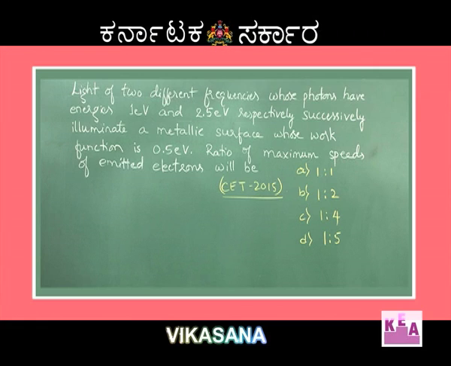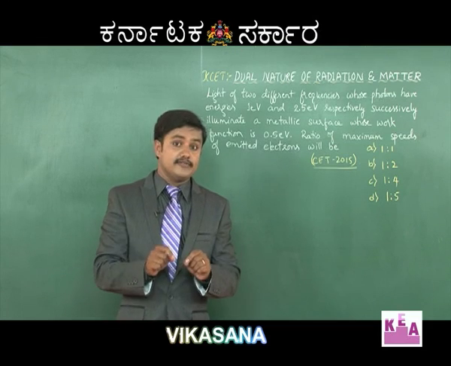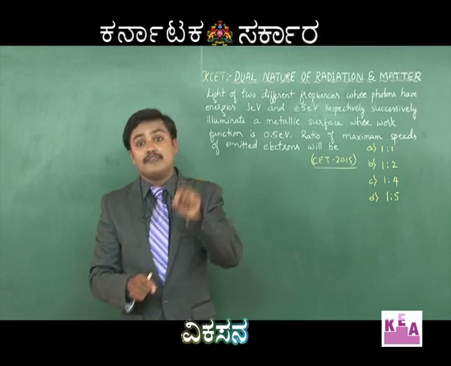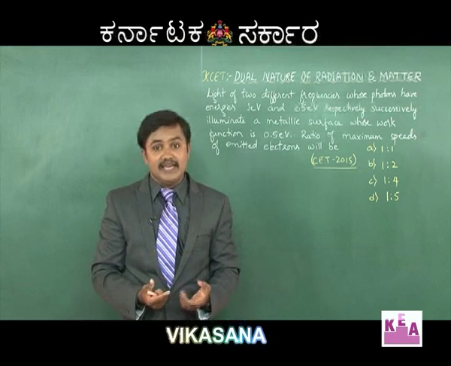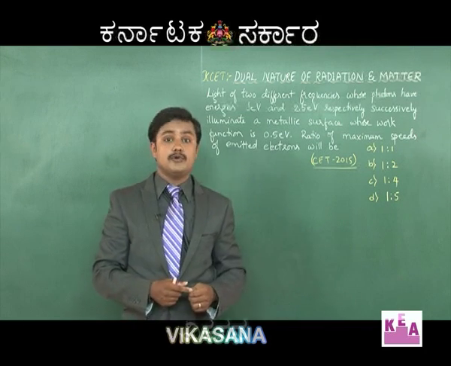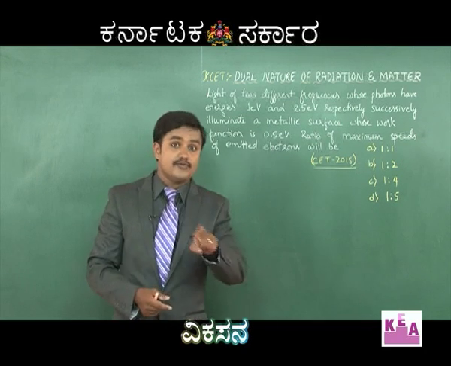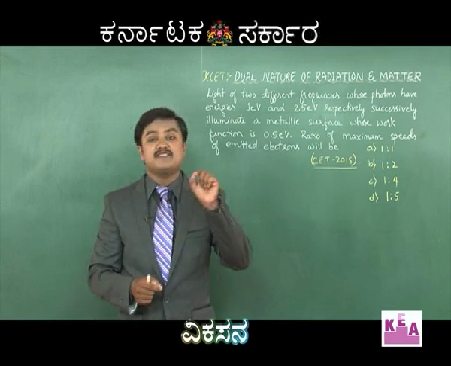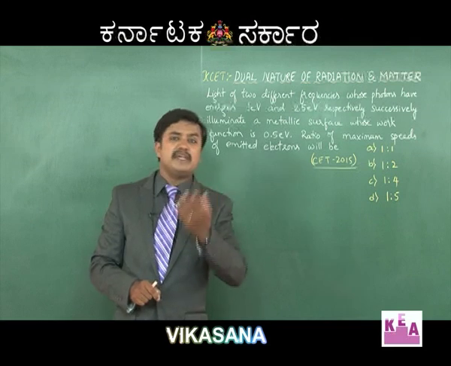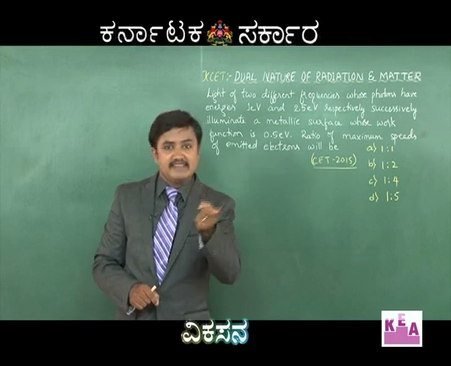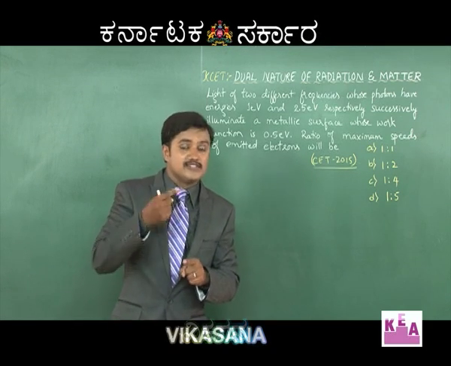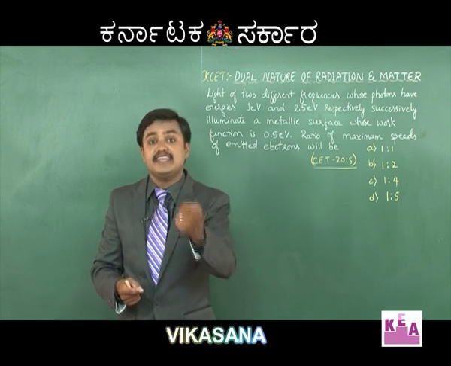Dear students, in this problem there is a single metallic surface and you are making two different frequencies incident on it. Obviously, as the incident frequency changes, the maximum kinetic energy of the emitted photoelectrons will change, and you are asked to find the ratio of maximum speeds of the photoelectrons in these two cases. So how do you get the maximum speed expression? Maximum speed is there inside the maximum kinetic energy expression. So if you want the speed ratio, let us have a look at the kinetic energy ratio.